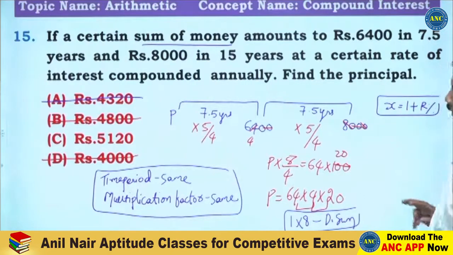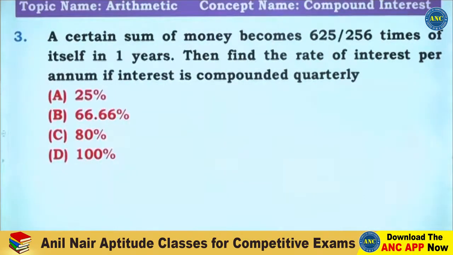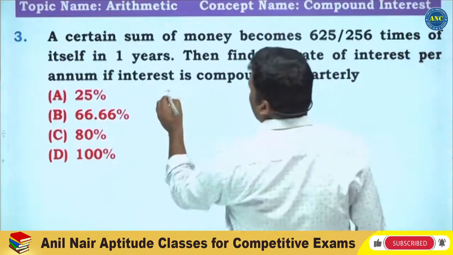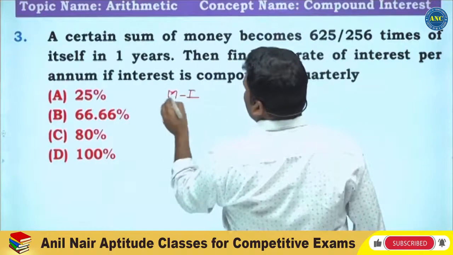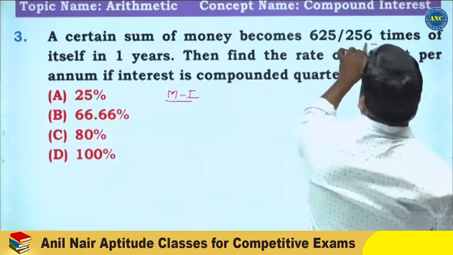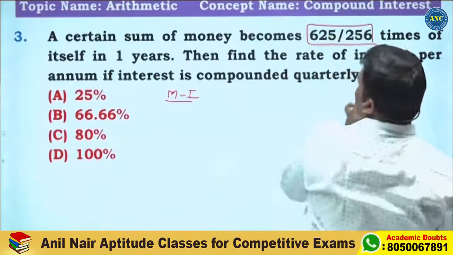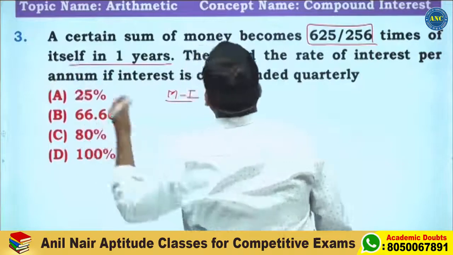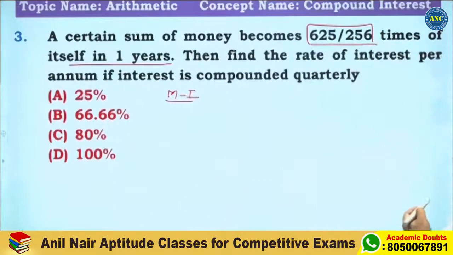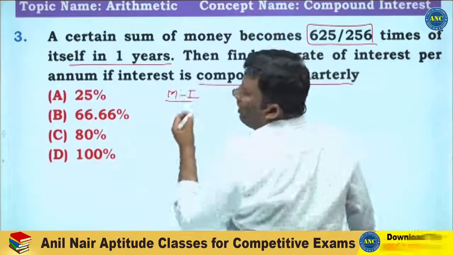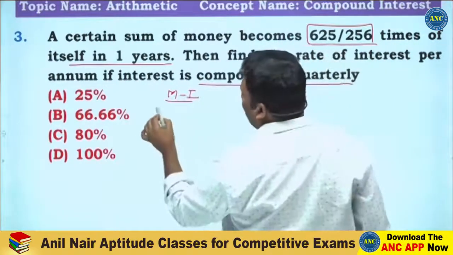15th. Next one, third question. Read the question. A certain sum of money becomes 625 by 256 times. Now see here. Method 1. In how many years? 625 by 256 times, it is in 1 year. Okay. Find the rate of interest if interest is compounded quarterly.